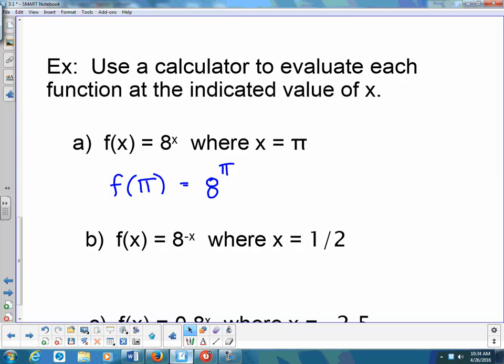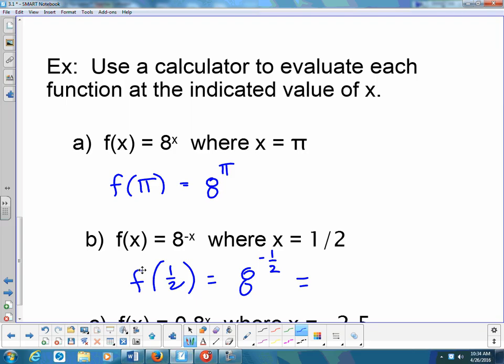What about 8 raised to the negative x as our function, where x is equal to 1/2? Well, f of 1/2 would be 8 raised to the negative 1/2. Now, you know that's the same as 1 over 8 to the positive 1/2. And if we want to use our calculator for this, that's the same as 1 over the square root of 8. So we can do that on our calculators.